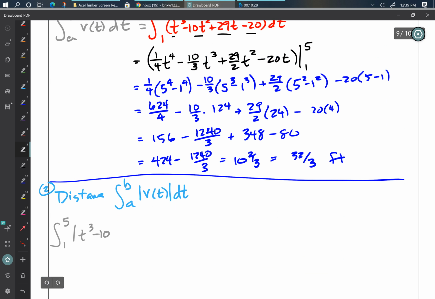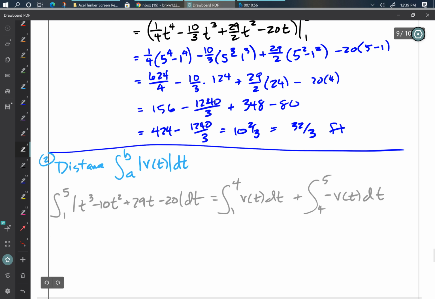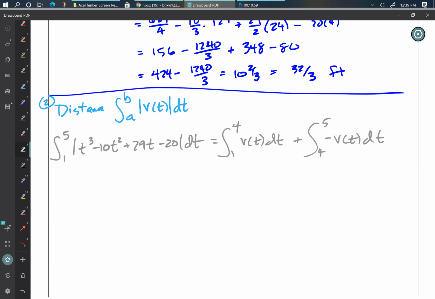That the integral from 1 to 5 of the absolute value of t cubed minus 10t squared plus 29t minus 20 dt, I need to rewrite as the integral from 1 to 4 of that function v of t dt plus the integral from 4 to 5 of the opposite of v of t dt, the negative of that integral. That's a lot of work, but we can do it. Okay? So then what's this going to give us?